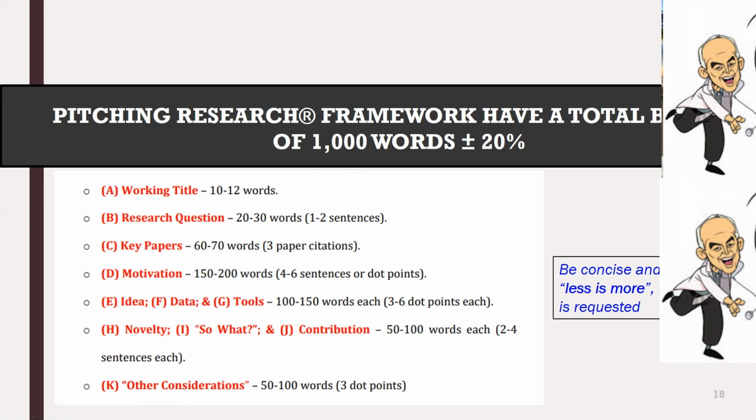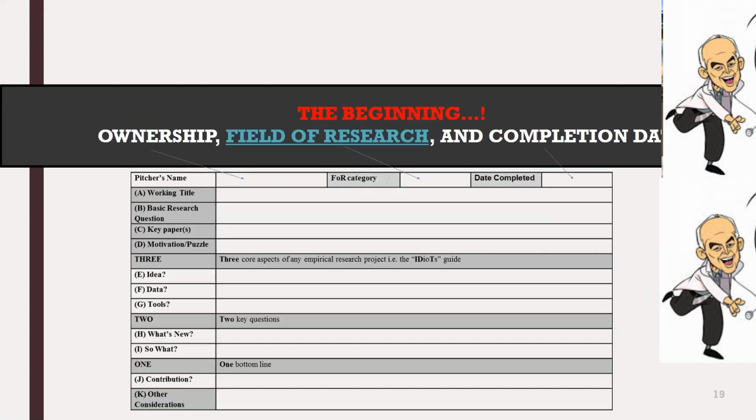Try to be there when you're starting a conversation with your supervisors. Later on, if your supervisors are convinced about the viability of the project, then you start preparing your proposal, which is required for the defense for the PhD students. Some of the things at the top of the template are the pitcher's name, which is about the ownership, who owns the idea, the field of research, and the completion date.